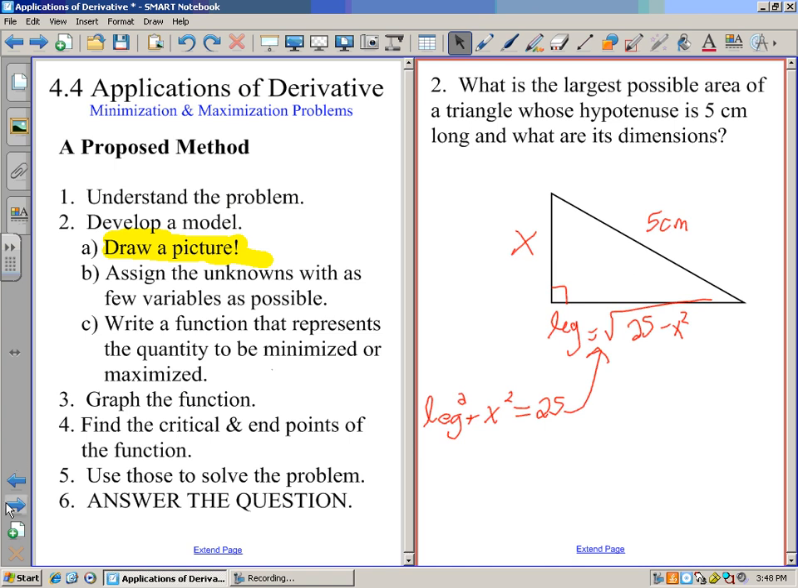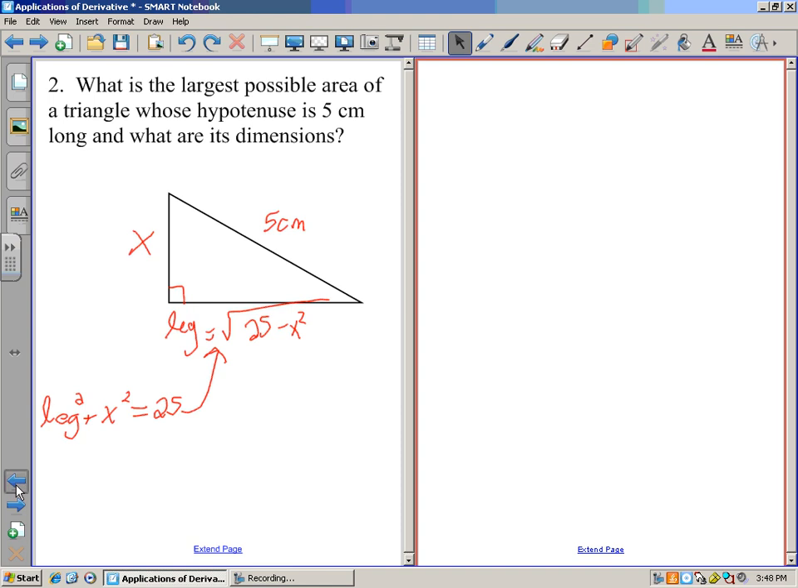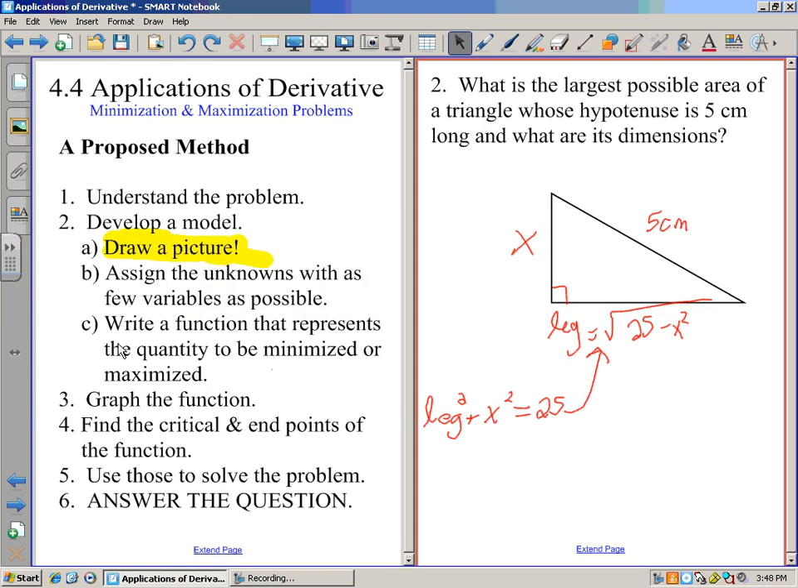Now, when I consider the area, because if you look at your steps, we drew a picture, we assigned the unknowns with as few variables as possible. Now I would like to write a function that represents the quantity to be minimized or maximized. Well, what we would like to minimize or maximize is the area. So let's write a function that represents the area.